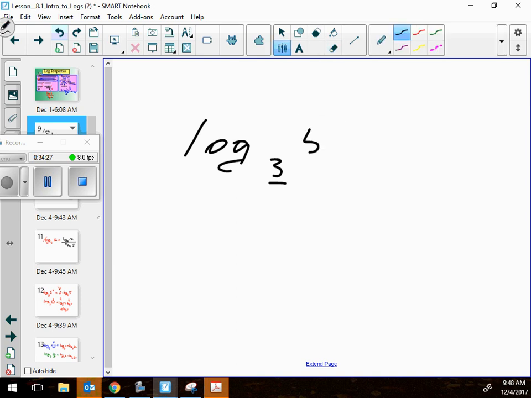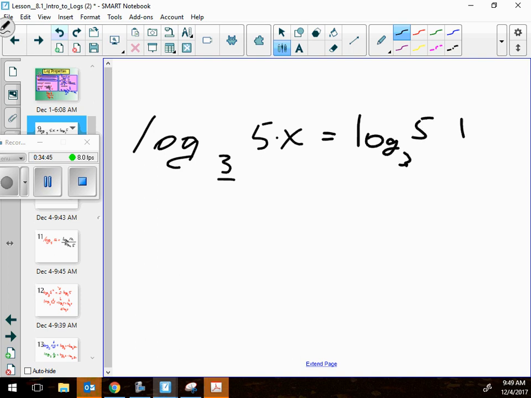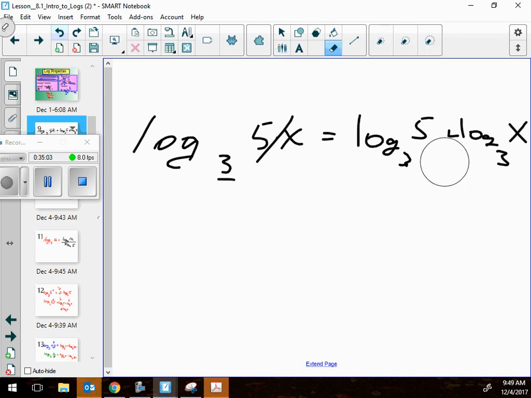It's log base 3 of 5 times x. Hint, you want to split it into 2 logs. Log base 3 of 5 and log base 3 of x. And what do I put between them? Yeah, multiply goes with plus. If this had been 5 divided by x, it'd be pretty much the same thing, except this would be minus. Okay, there's a ton of properties. Let's do more with graphing.